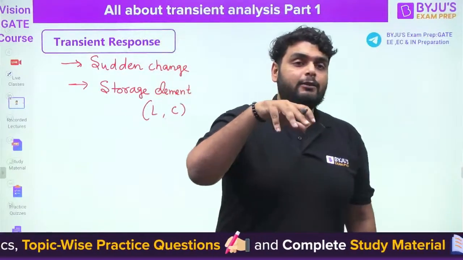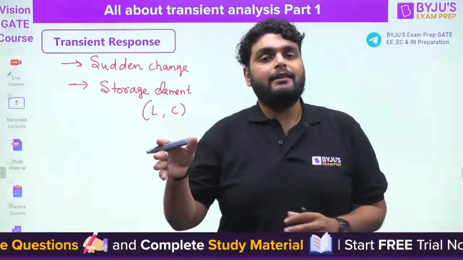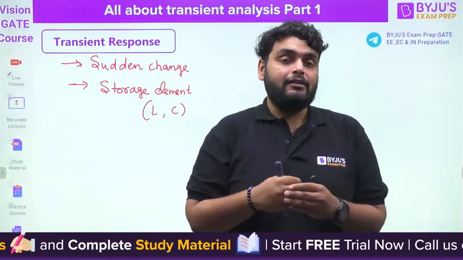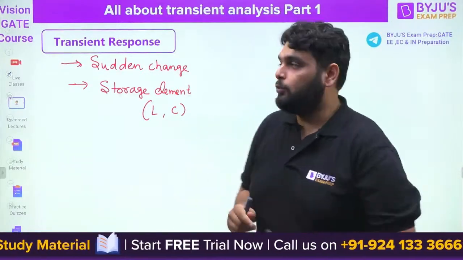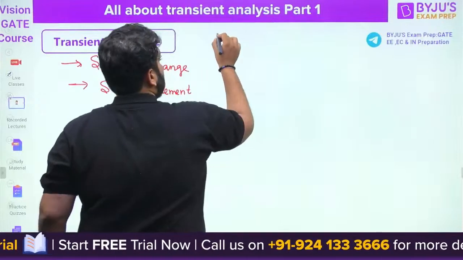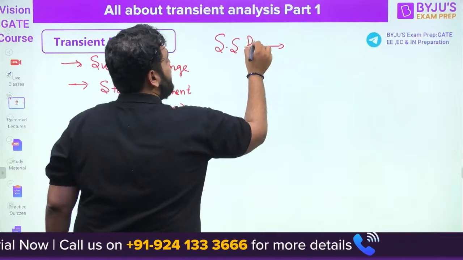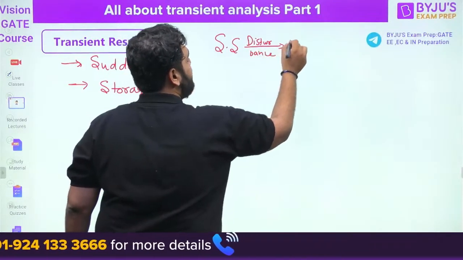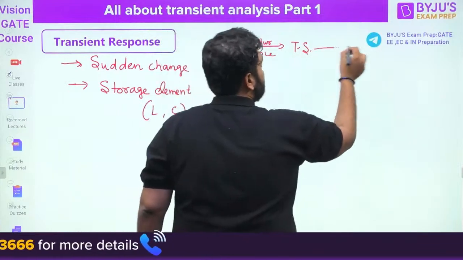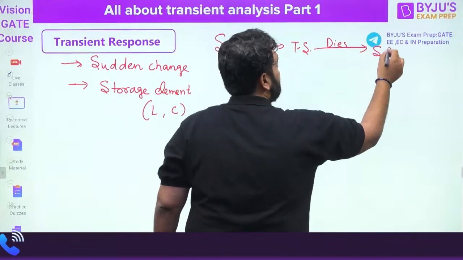But understand what a steady state is first. A steady state is a state where equilibrium of energy takes place. Okay, but a transient state occurs before that, and it can also occur after that. You need to understand that once your network is in steady state, if you provide a disturbance in a network, it can go into a transient state, and once the disturbance dies, then you again come into a steady state.